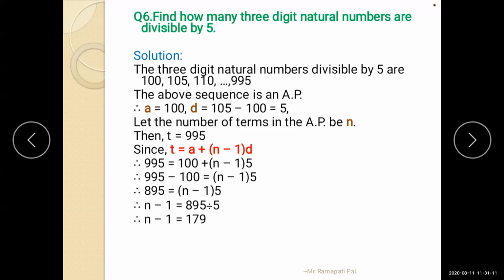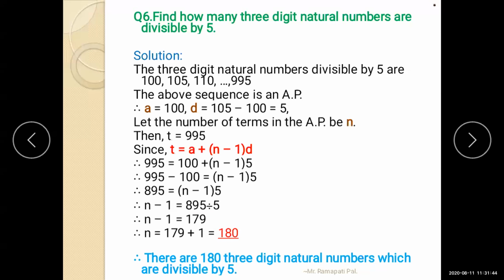Now the minus 1 is present on the left hand side of the equal to sign, so we are going to take it to the right hand side, and it will become positive. So n is equal to 179 plus 1. n is equal to 180. Is it clear? So T180 is equal to 995. We got the value of n. There are 180 three-digit natural numbers which are divisible by 5.